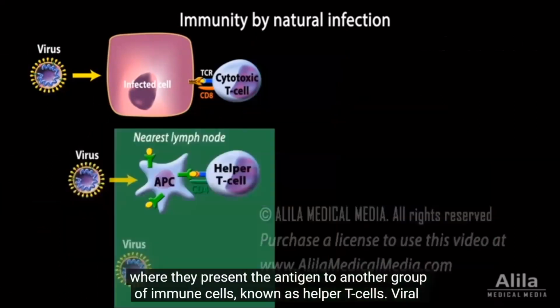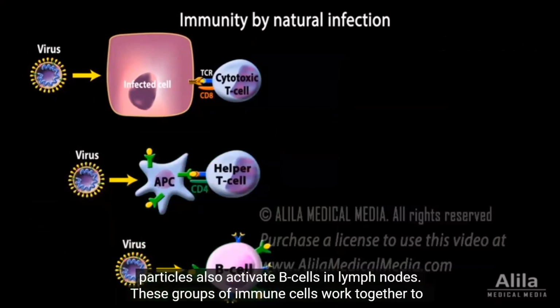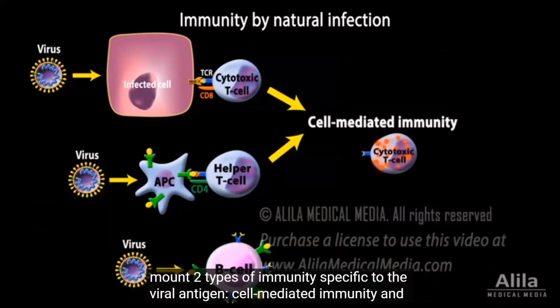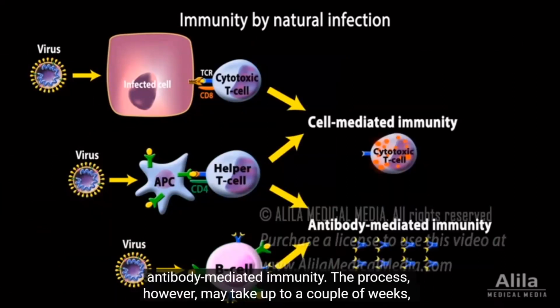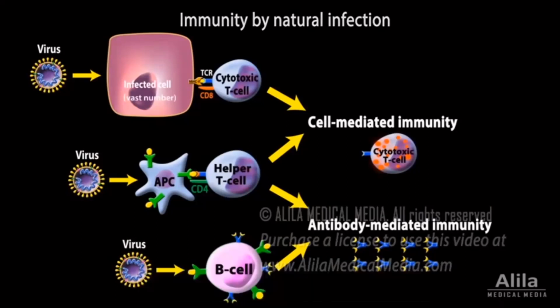Viral particles also activate B cells in lymph nodes. These groups of immune cells work together to mount two types of immunity specific to the viral antigen: cell-mediated immunity and antibody-mediated immunity. The process, however, may take up to a couple of weeks, during which time the person is sick and the virus will have destroyed a vast number of cells.